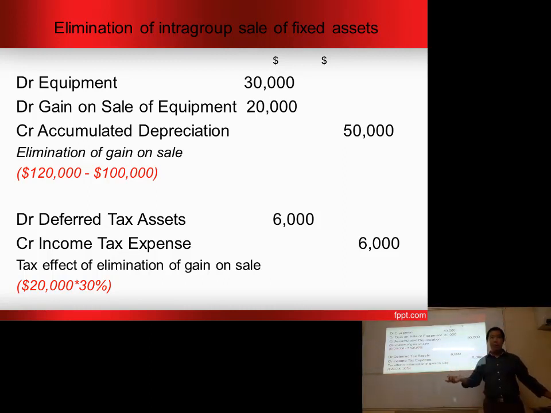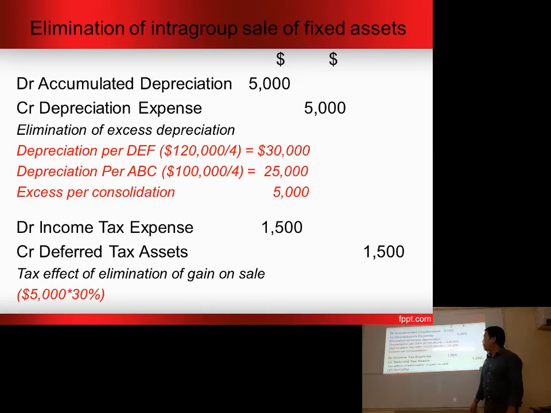Afterwards, you have to reinstate. We call it reinstating the depreciation expense as if the company didn't sell the equipment. So how to do that? Based on DEF's record, they purchased the equipment at $120,000. Remaining life is 4 years. So divide that.